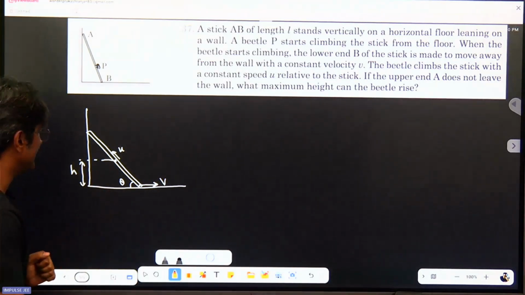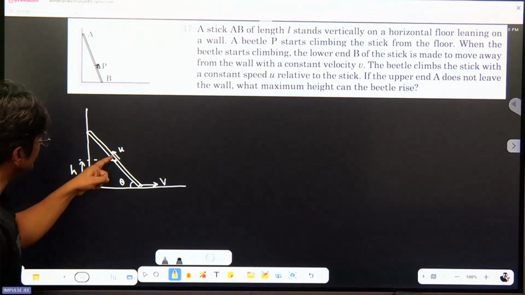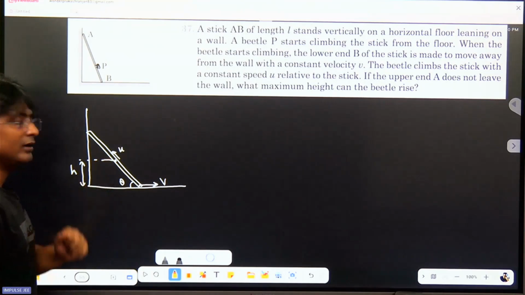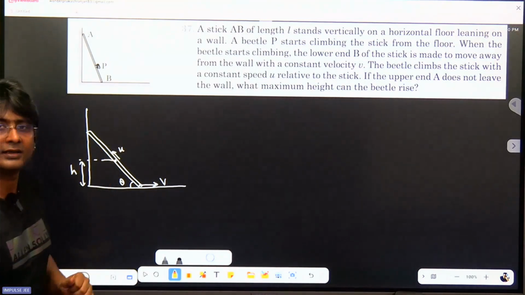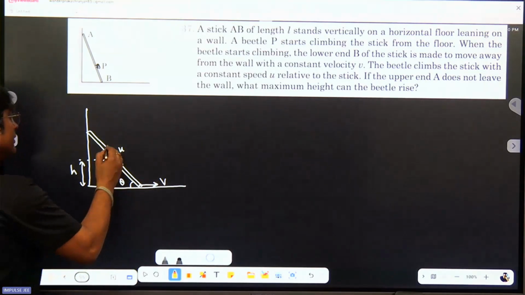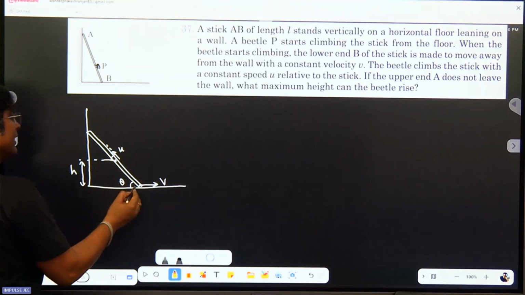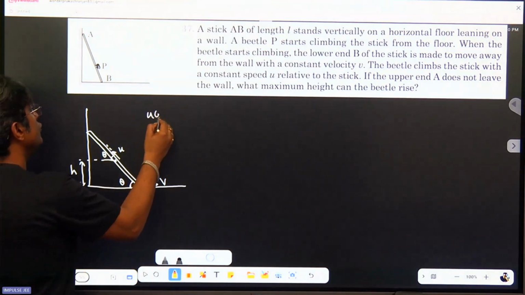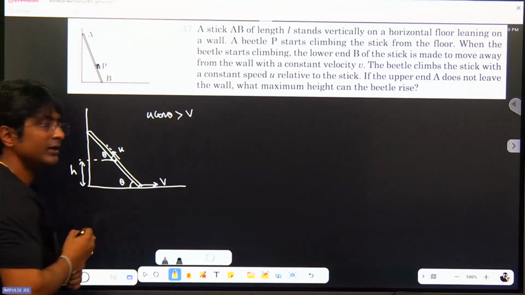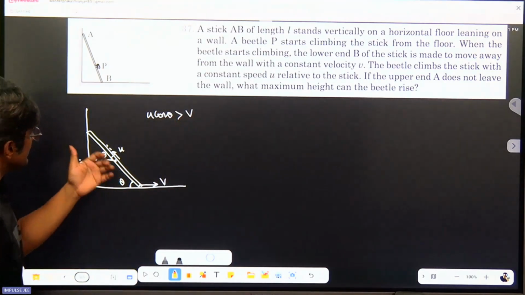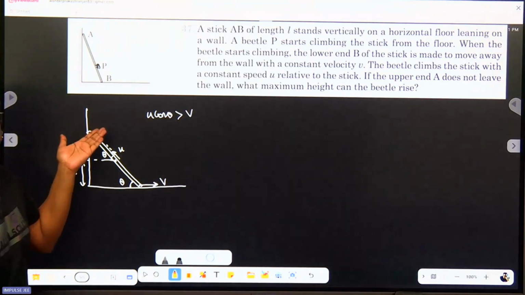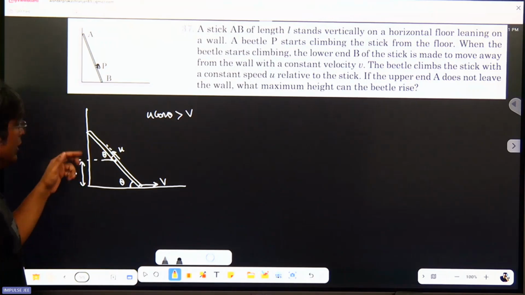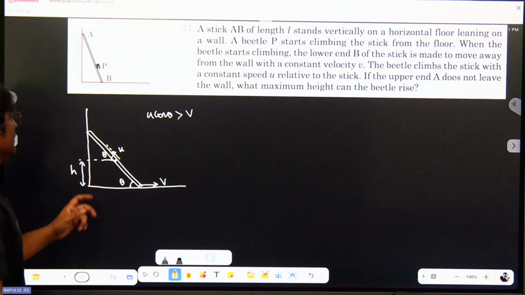Then one thing we can say is, for the height to be rising vertically, it means the beetle is moving towards the wall in the horizontal direction. If this is the direction of the beetle and suppose this angle is theta, then this will also be theta. So we can say the value of u cos theta must be greater than v. Then the beetle is still gaining height in the vertical direction because it is coming closer to the wall. As the beetle gets close to the wall, its height will be increasing, isn't it?